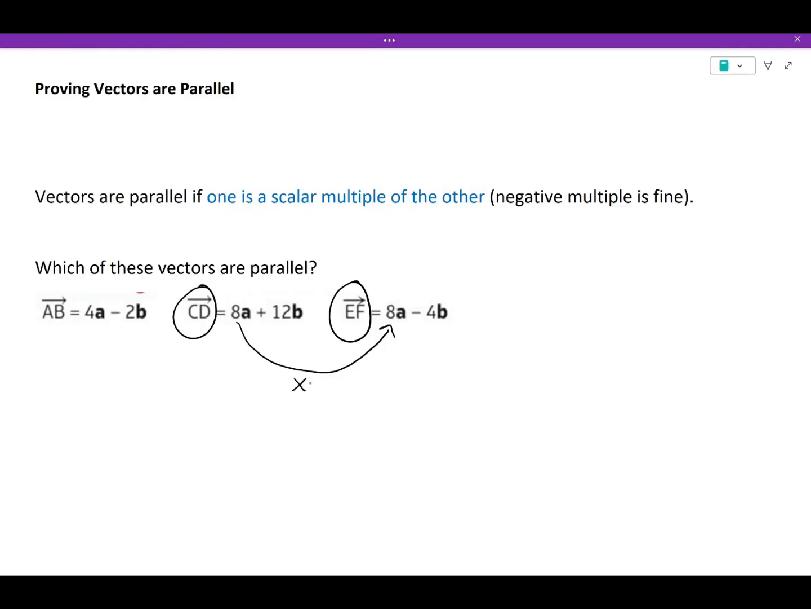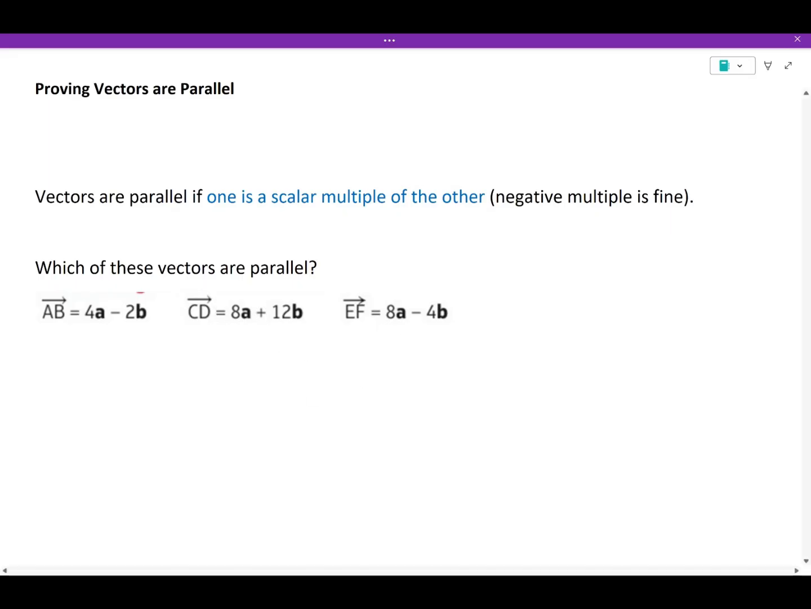Okay, so how do I get from 8A to 8A? Well, I'd have to multiply by 1. Now, if I was to take the 12B and multiply by 1, would I get negative 4B? Clearly not. You'd have to multiply by negative a third. Therefore, these two vectors are not scalar multiples because these numbers are not the same, so they are not parallel to each other. So we got one more combination to try.